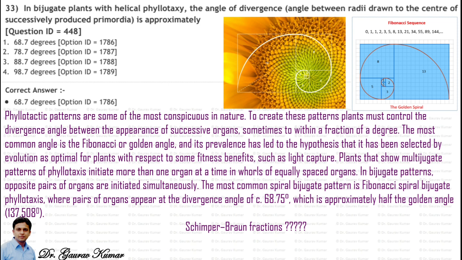angle of 68.75 degree. That is our answer to the question, which is approximately half of the golden angle, that is 137.508 degree. So you have to read about golden angle, Schimper-Braun fraction, and the Fibonacci series for this phyllotaxy. Yes, it was a tough question.